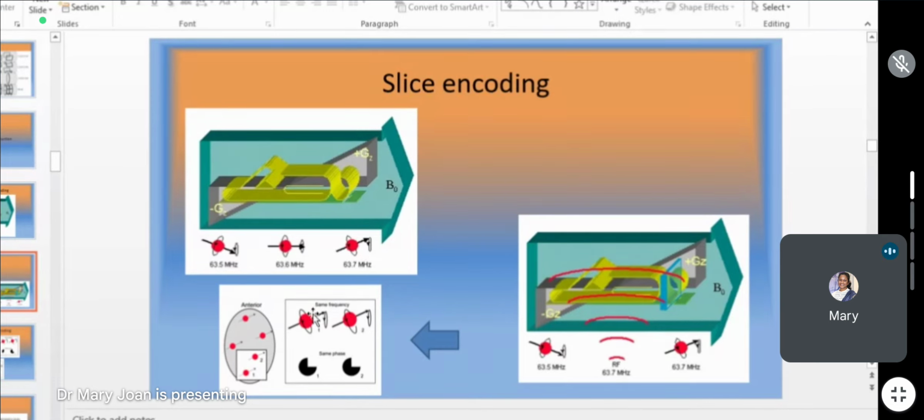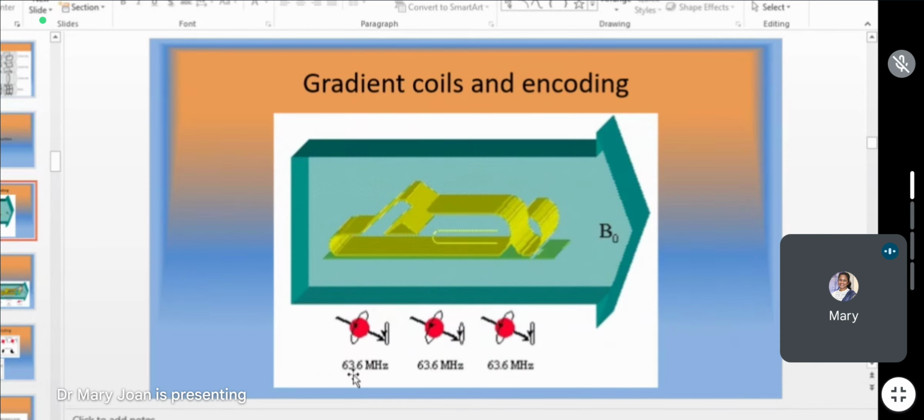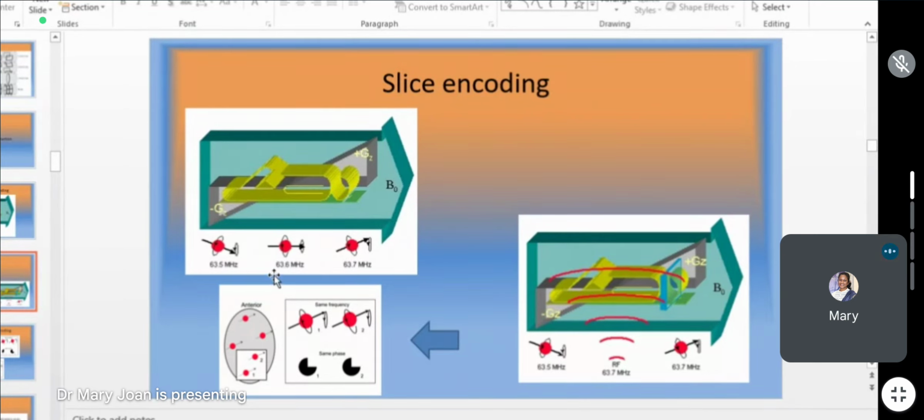And slice encoding is this. Here you can see that previously everything was at 63.6 megahertz, and here it is 63.5, 63.6, and 63.7. You can see the variation, and correspondingly the phase information. When the RF pulse is applied at the same frequency as the precessing nucleus, the nuclei take on different phases. Those at 63.5 are here, and those at 63.7 are there.